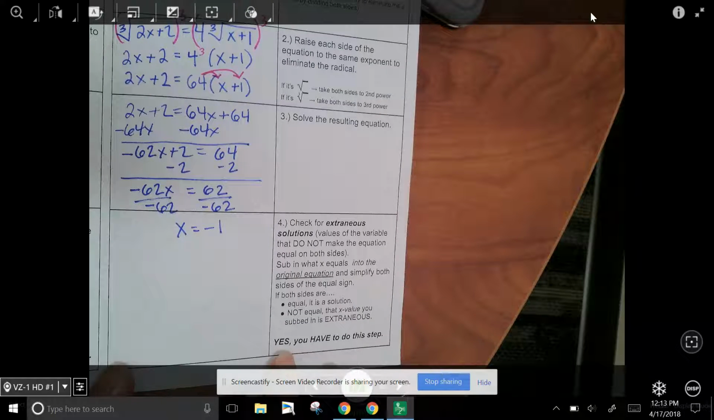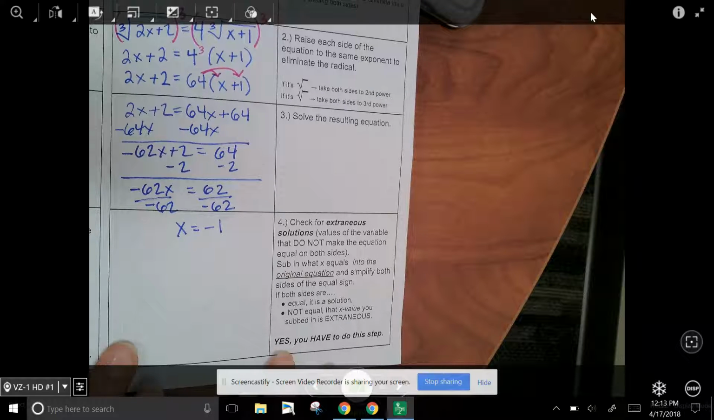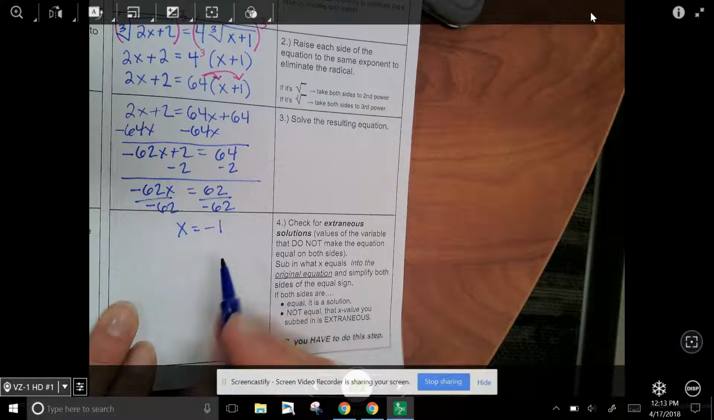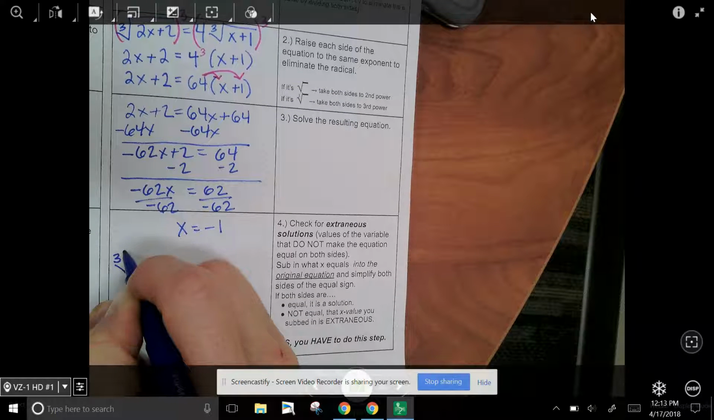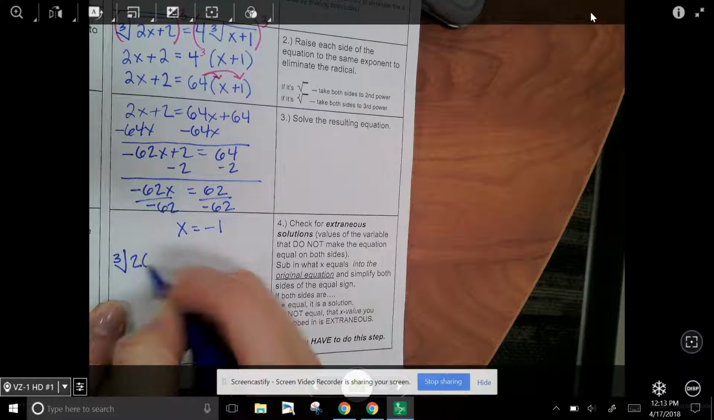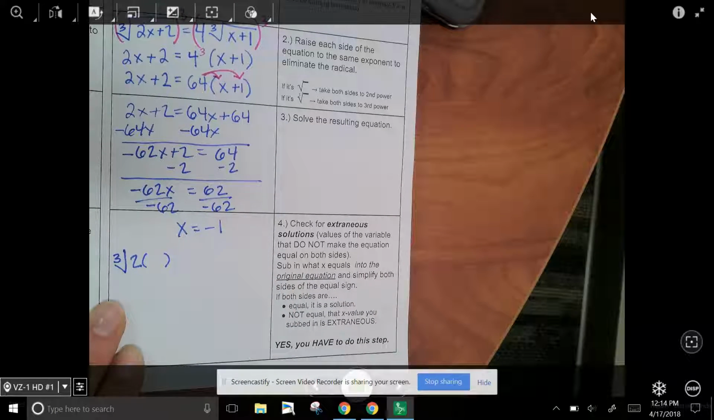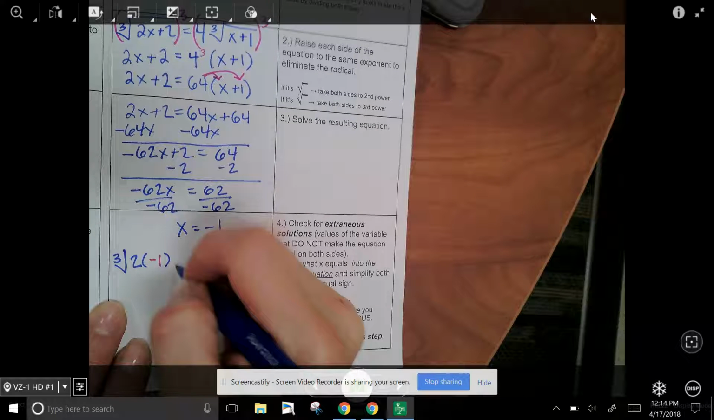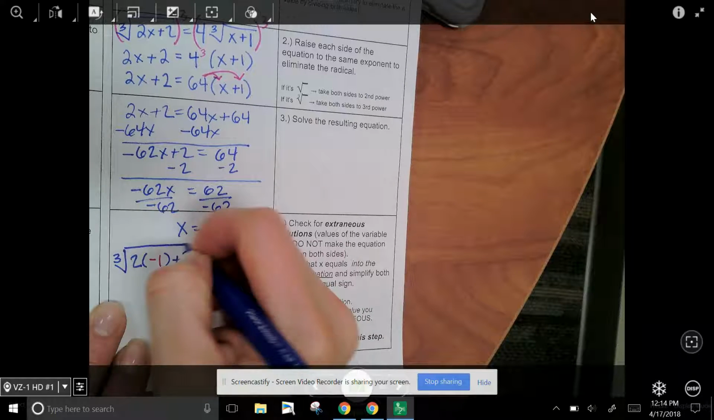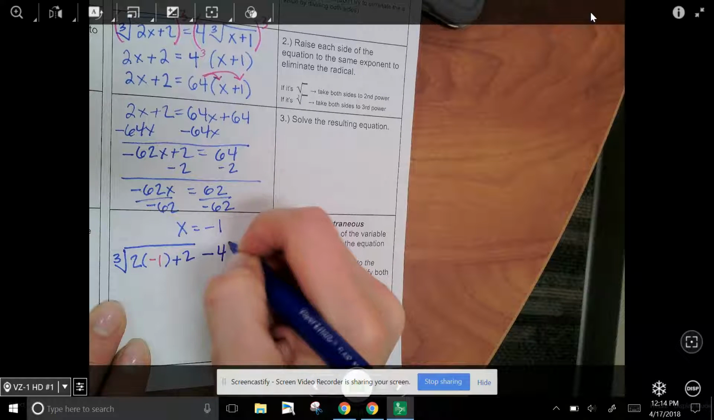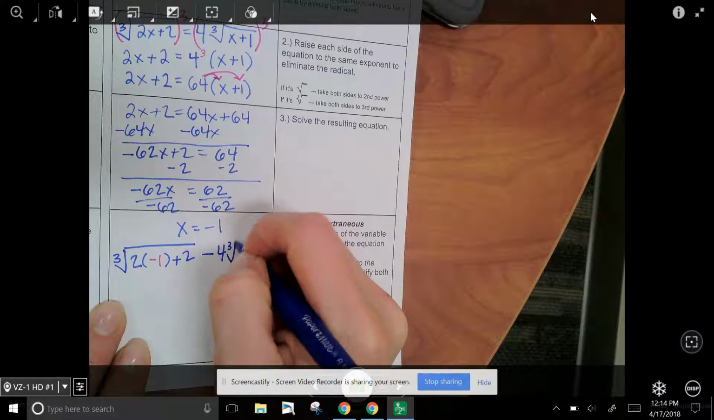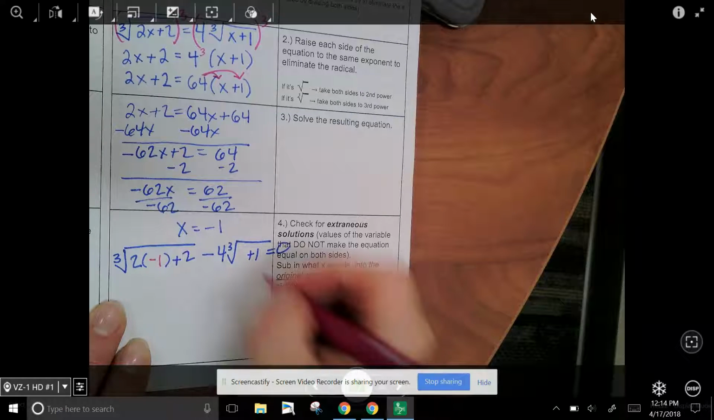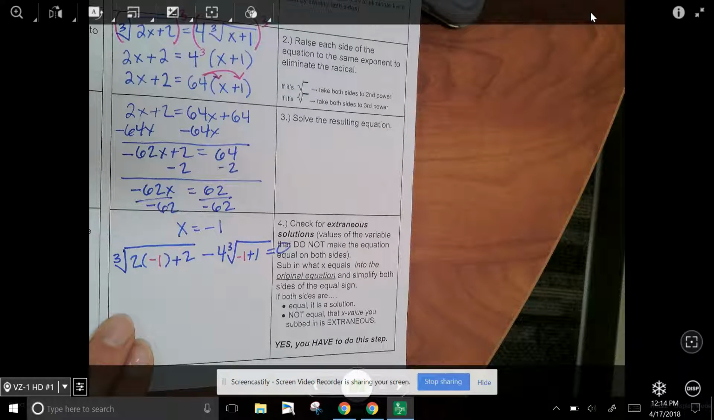Just like we did on the type 1, we need to check for extraneous solutions. So I'm going to sub negative 1 into my original equation. When you rewrite it, it's going to look like this. Cube root of 2, and then I'm going to put my negative 1 in parentheses, and then my plus 2. So I'm doing this to the original equation, putting in negative 1 everywhere I have an x.